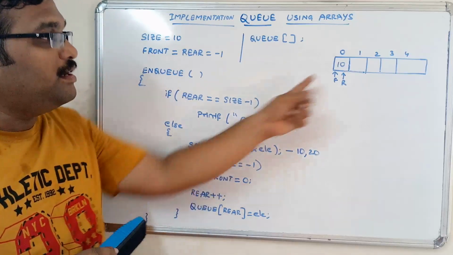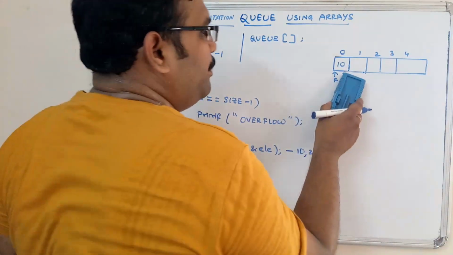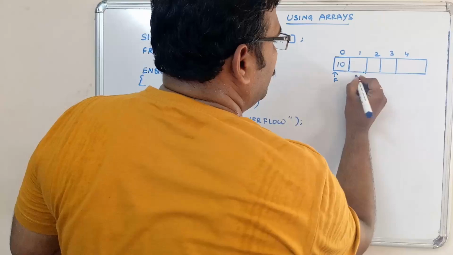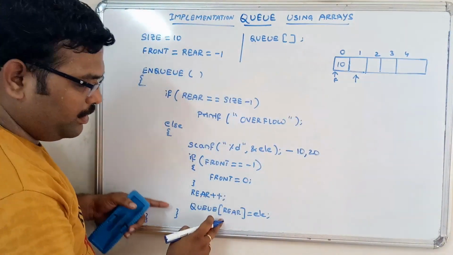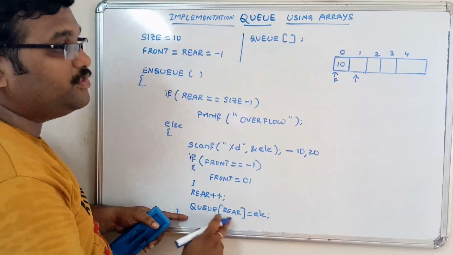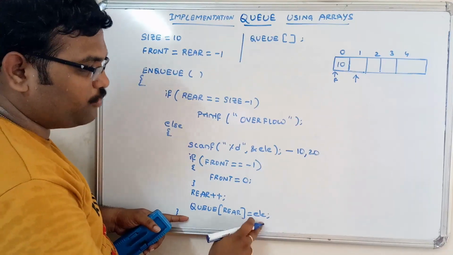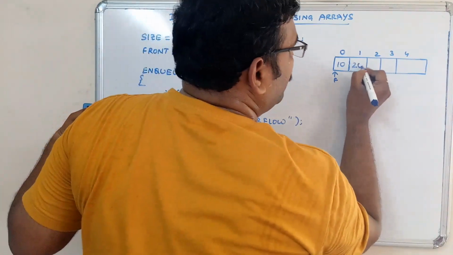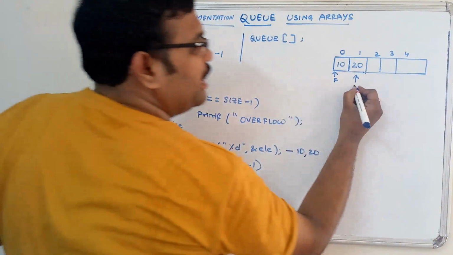Then rear plus plus. Now rear will be pointing to 1, right? Then Q of rear is equal to element. Q of 1 is equal to 20. So 20 will be inserted here. So this is the rear position.